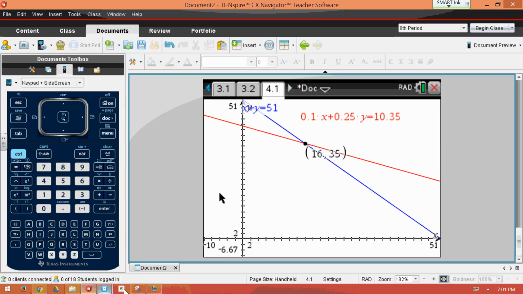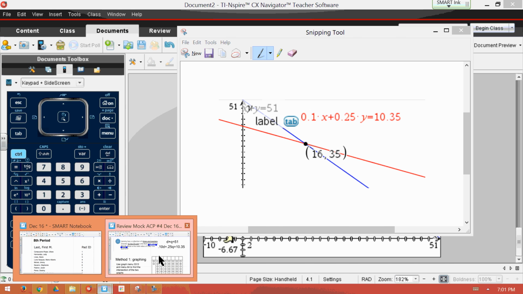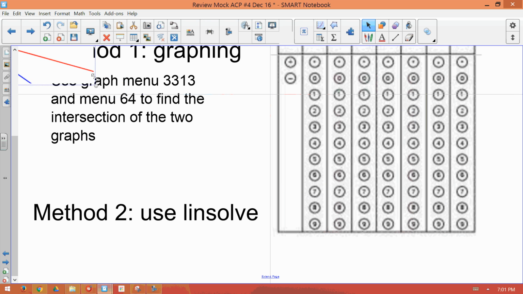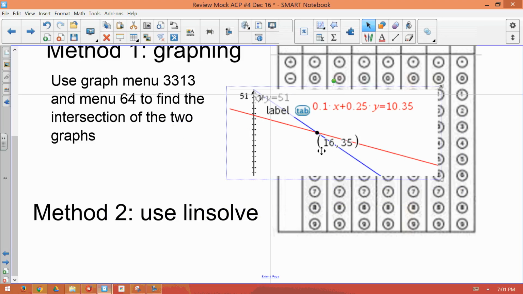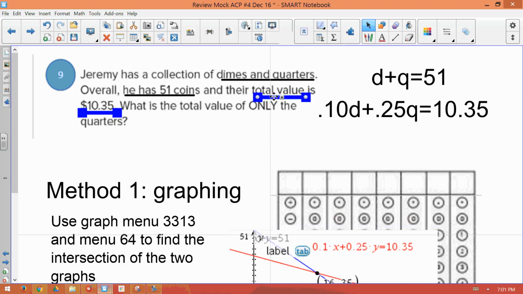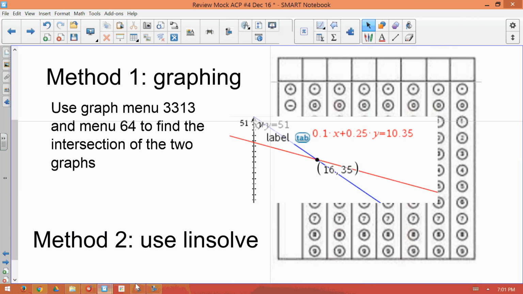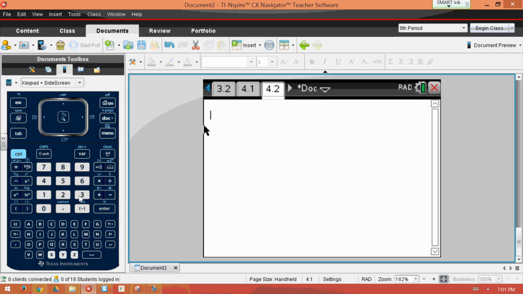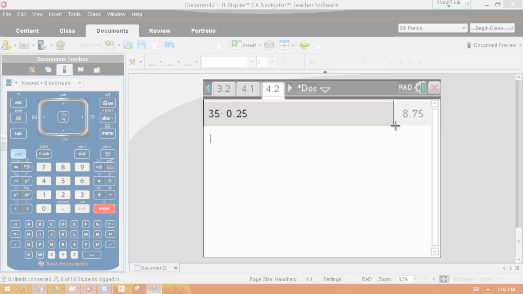All right, let me put that right there. Let's go back to the problem. So we use that to find the intersection of the graphs. The intersection is 16 dimes and 35 quarters, and since we want the total value of just the quarters, how many quarters do I have? 35. If I go to a calculator and insert one here, 35 times 0.25 gives me $8.75. So $8.75 is the value of the quarters.